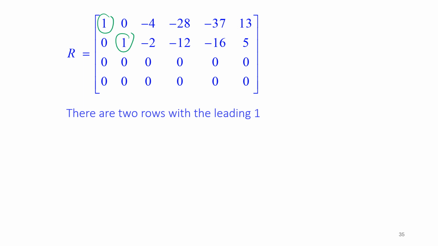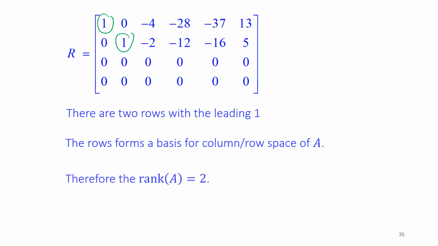Therefore, there are two rows or two columns with the leading one. Therefore, the rows that have the leading one form a basis for the column or row space of A. Therefore, the rank of A is 2. That means the dimension of the column space or row space is 2.